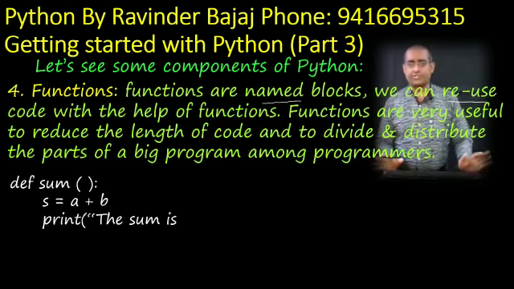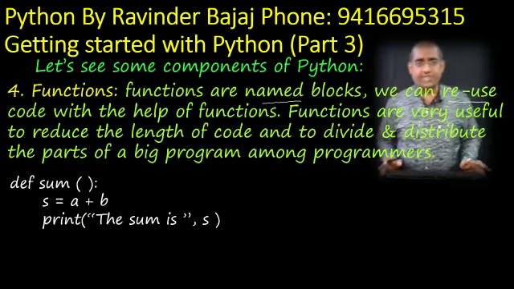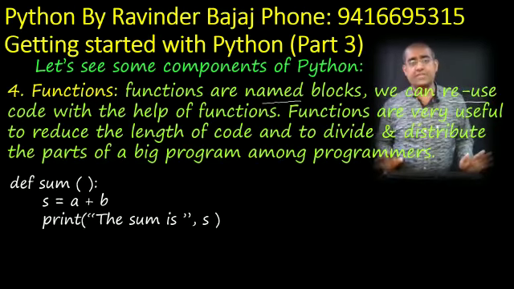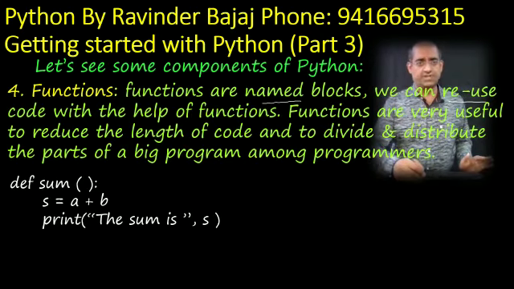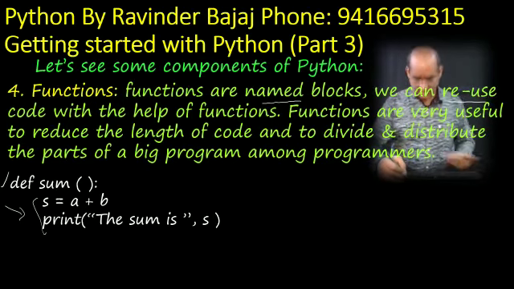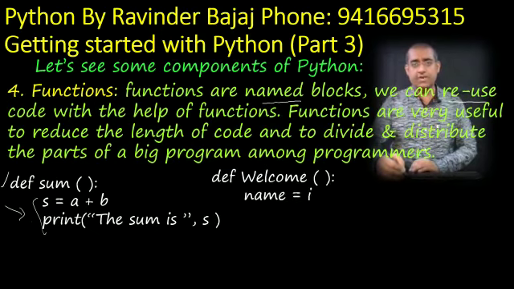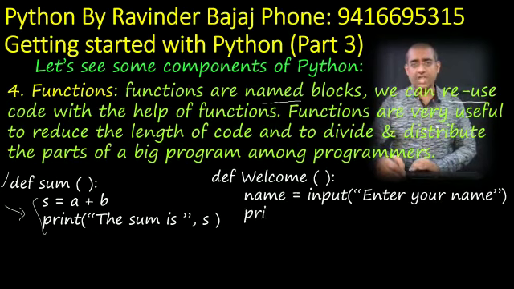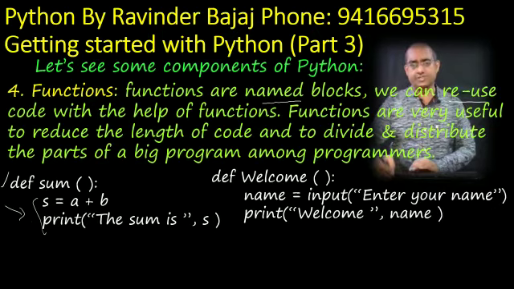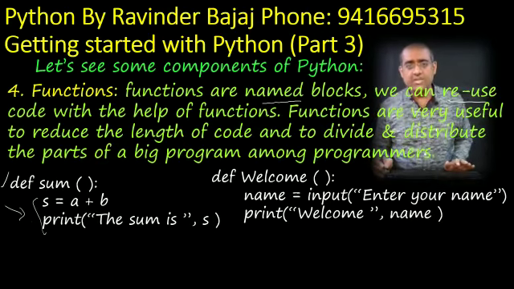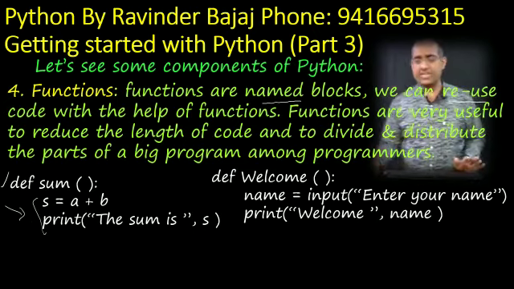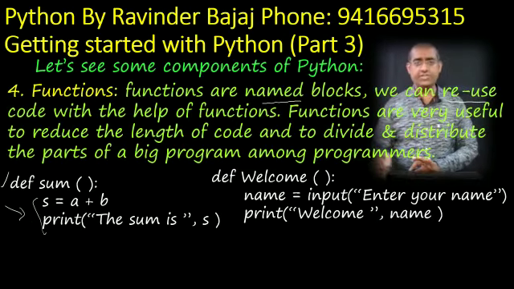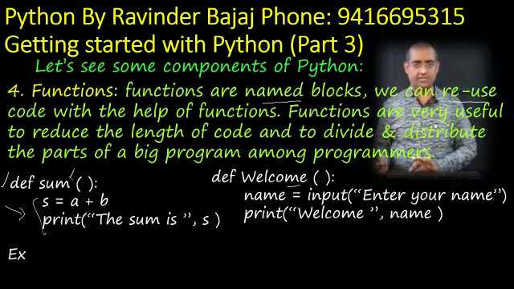Let me define some functions for you. Define sum: S is equal to A plus B, print sum is. So this is a function. It is starting from def, and this is the indentation. After a tab I'm writing, so these two lines are under sum. I'm writing one more function for you. Define welcome, and these lines are under the welcome function. Name is equal to input, enter your name, print welcome, and the name you have entered will be printed. So these are functions whose names are welcome and sum respectively.